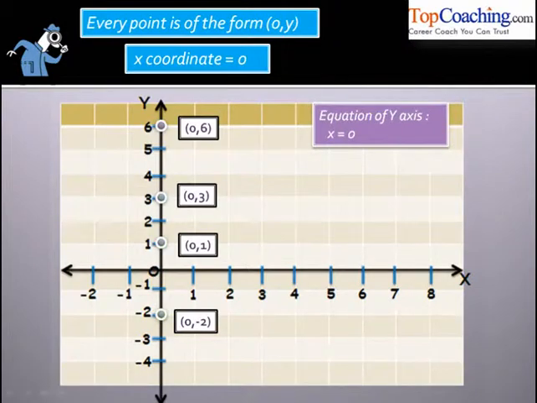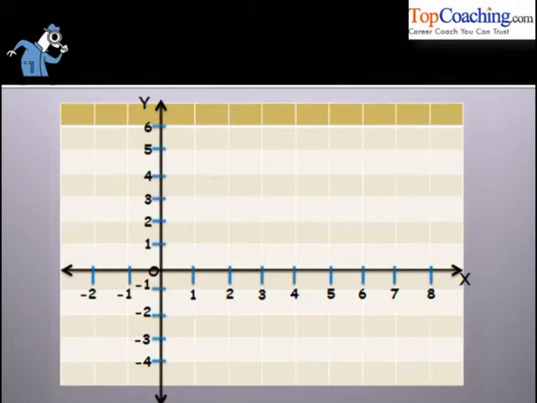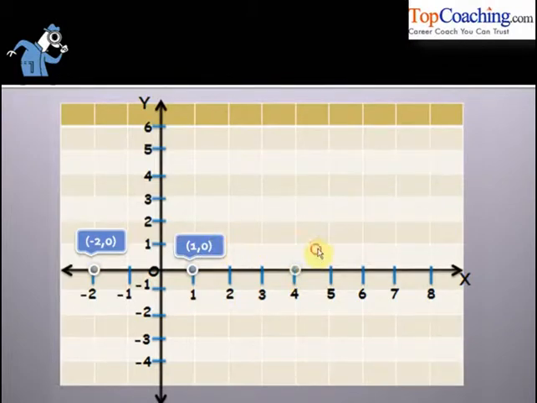Now let's see the equation of the x-axis. For that, again we are going to consider a few points. Let us say this is one of the points. The coordinates of this point are (-2, 0). Similarly, if we consider this point, the coordinates of this point are (1, 0). If we consider this point, then the coordinates become (4, 0). And if we consider this point, the coordinates are (7, 0). So all these points actually lie on the x-axis.